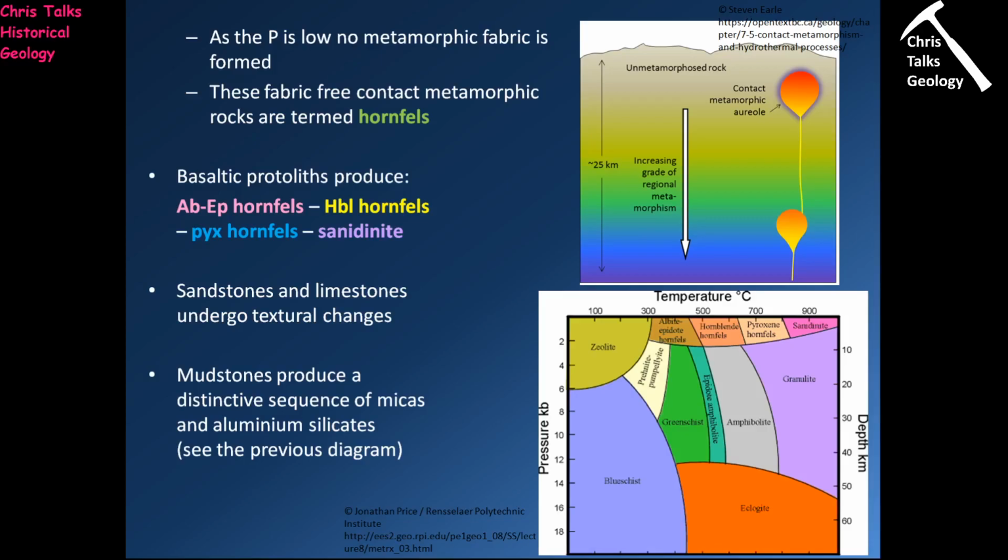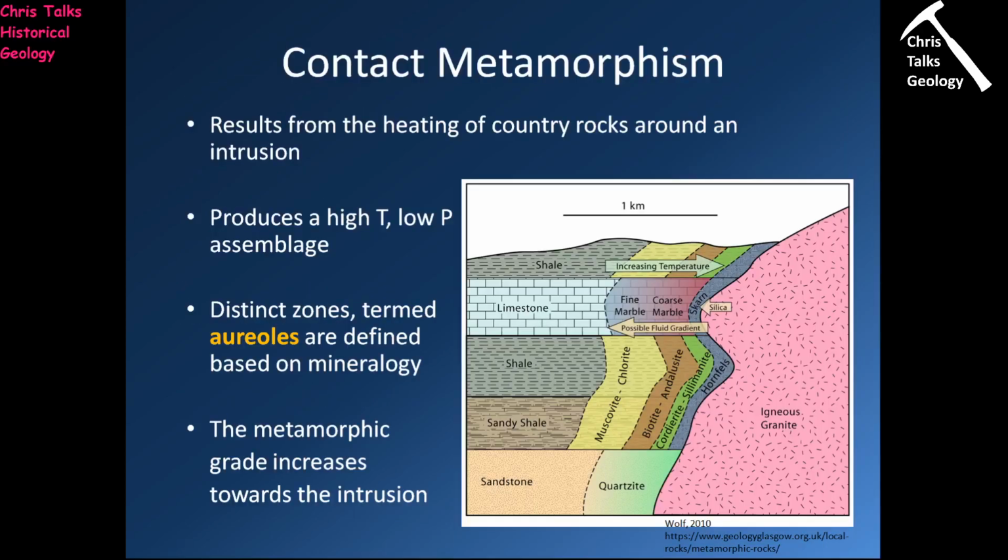So as the pressure is low, we're not going to get a metamorphic fabric because there's nothing making those minerals align themselves. And so this means we end up with a very distinctive type of rock which is referred to as a hornfels. So hornfelses will typically form from the metamorphism of muddy sedimentary rocks. Okay, and you can also get them forming from basalts as well. The situation isn't quite as clear cut.